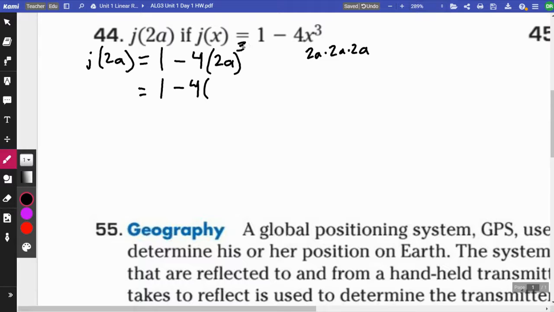The exponent's basically going to be distributed to both of these variables. So it'd be like 2 to the third, a to the third. And you can see that we'd end up with this either way, because you have 2 times 2 times 2, which is 2 to the third, and a times a times a, which is a to the third. So this is 8a to the third.